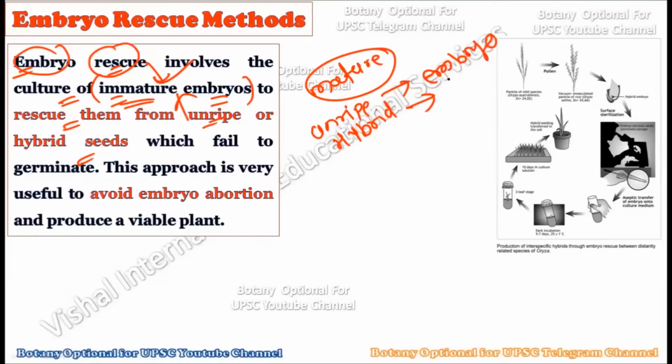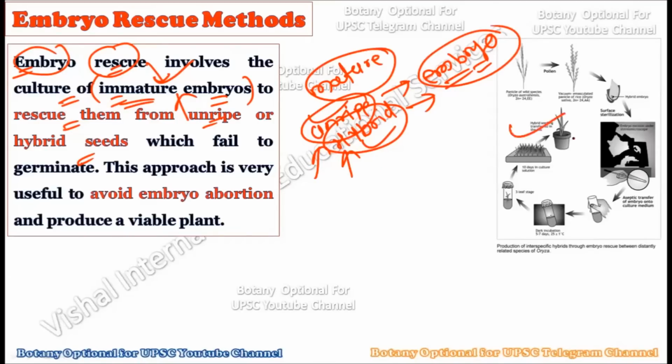Okay, actually the embryo is rescued because, for some reasons, these hybrid seeds or unripe seeds are unable to germinate to create a new plant, and that is why the embryo should not get wasted. If the seed gets wasted, the embryo together with it will get wasted, and that is why we have to rescue this particular embryo. After rescuing the embryo out of the seed, we can culture it in the plant tissue culture lab, and we can create a whole new plant out of it.